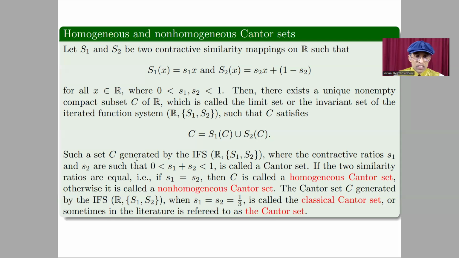Such a set C generated by the IFS, where the contractive ratios s1 and s2 are such that 0 < s1 + s2 < 1, is called a Cantor set. If the two similarity ratios are equal, that is, if s1 = s2, then C is called a homogeneous Cantor set. Otherwise, it is called a non-homogeneous Cantor set. The Cantor set C generated by the IFS when s1 = s2 = 1/3 is called the classical Cantor set, or sometimes in the literature it is referred to as the middle-third Cantor set.